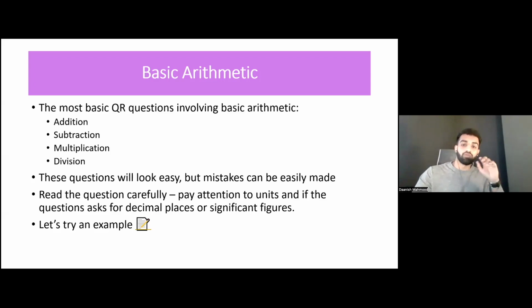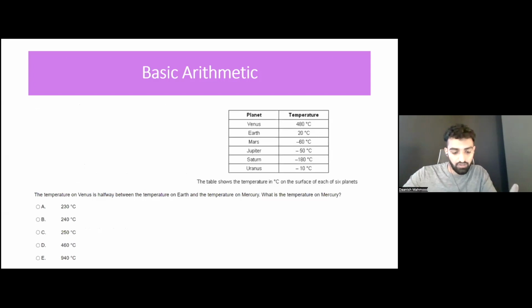I just want to say before we try this example, please don't be disheartened if 40 seconds seems like a very short amount of time, or if you don't get any of the answers in that much time. Today is day one of you guys doing the QR section. Literally everybody who does the UCAT starts off really struggling with the time. In a few weeks' time, once you've had a bit of practice and you've done this a few times, it will be much easier for you to do in that time frame. So 40 seconds starts now, and this is your question.